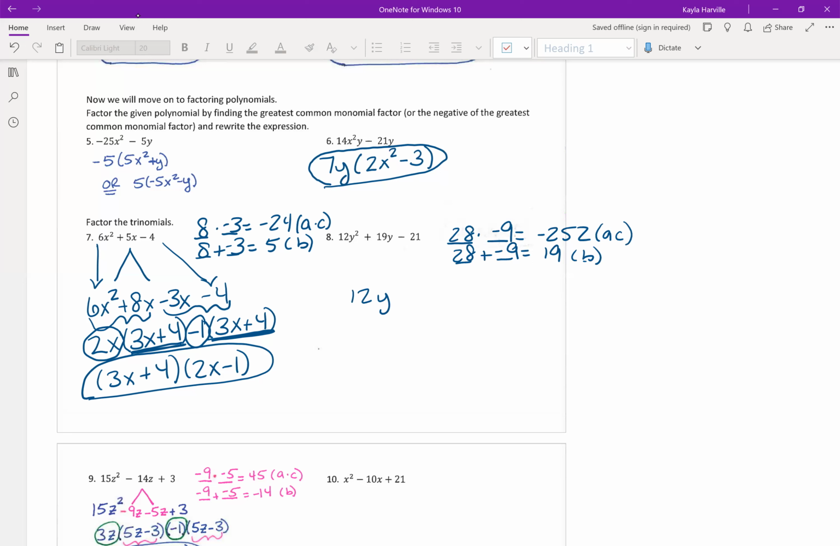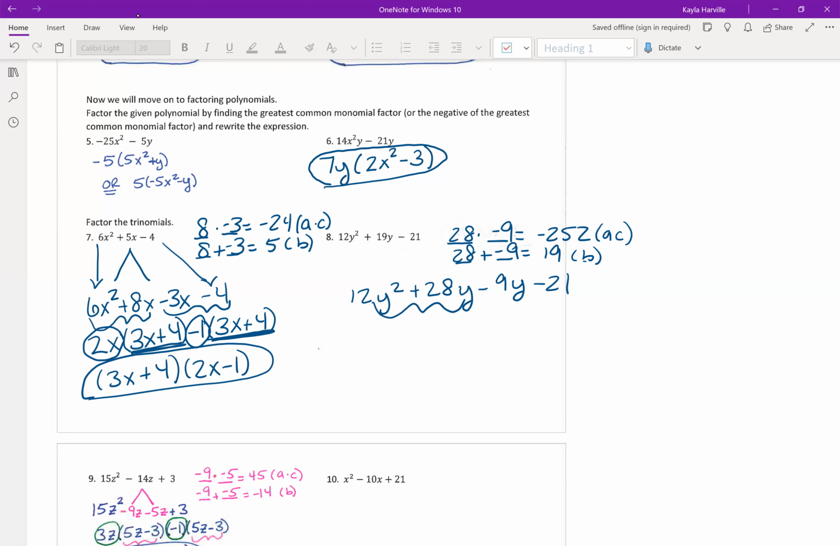So we've got 12y squared. We're going to split positive 19y into positive 28y minus 9y minus 21. So we've just used the 28 and the minus 9 to split 19y.